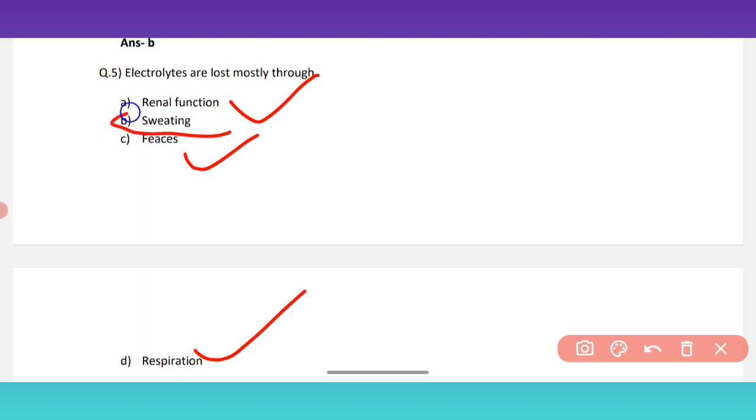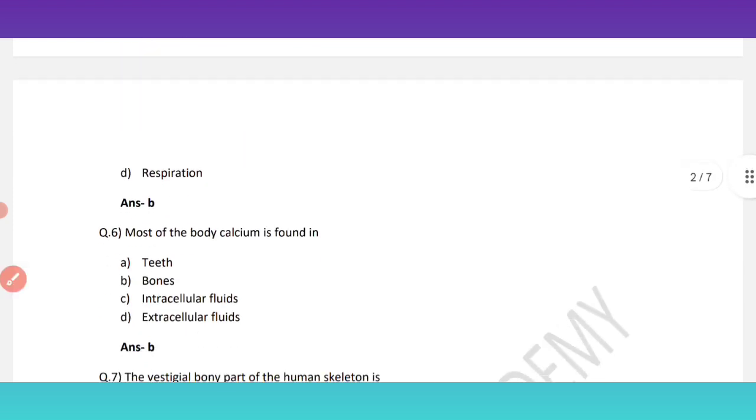If you are doing some strenuous activities, for example running, jogging, or working very hard, only at that time does sweating suddenly increase. Sweating is not happening every day as a natural process. For example, every morning the person wakes up and voids urine, but every morning the sweating will not come. Only if he is doing strenuous activity can he expect sweating in the body. So at that time loss of electrolytes will take place. So here the right answer is option B, sweating.